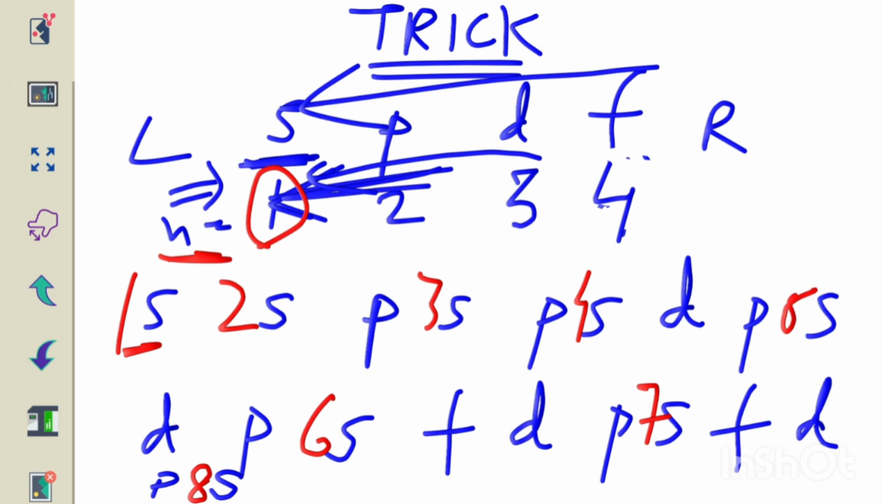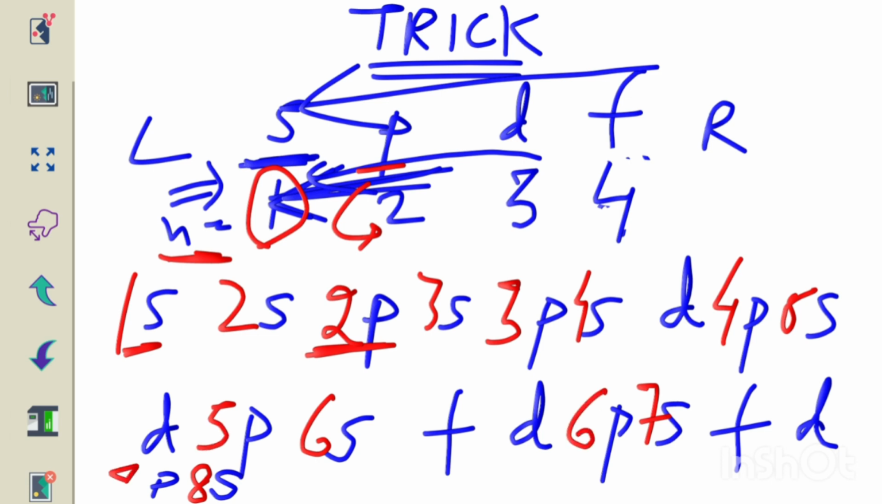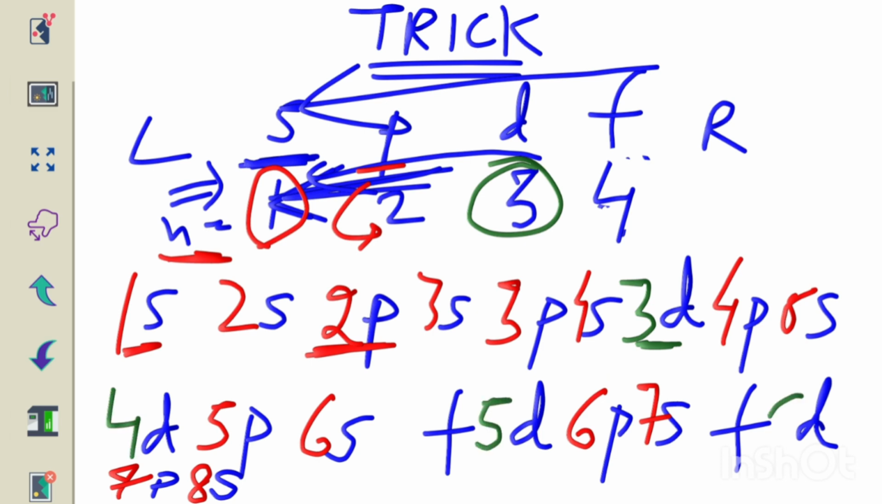Okay, now start with P. P will start from 2, so we start from here 2, next will be 3, then here 4, then 5, then here 6 and this will be 7, right? Then D will be 3, so first D is here, it will be 3d, next will be 4d, 5d and 6d, and similarly for F, it starts from here, it will be 4f and 5f. This way you write, it is a very easy way to write any electronic configuration.